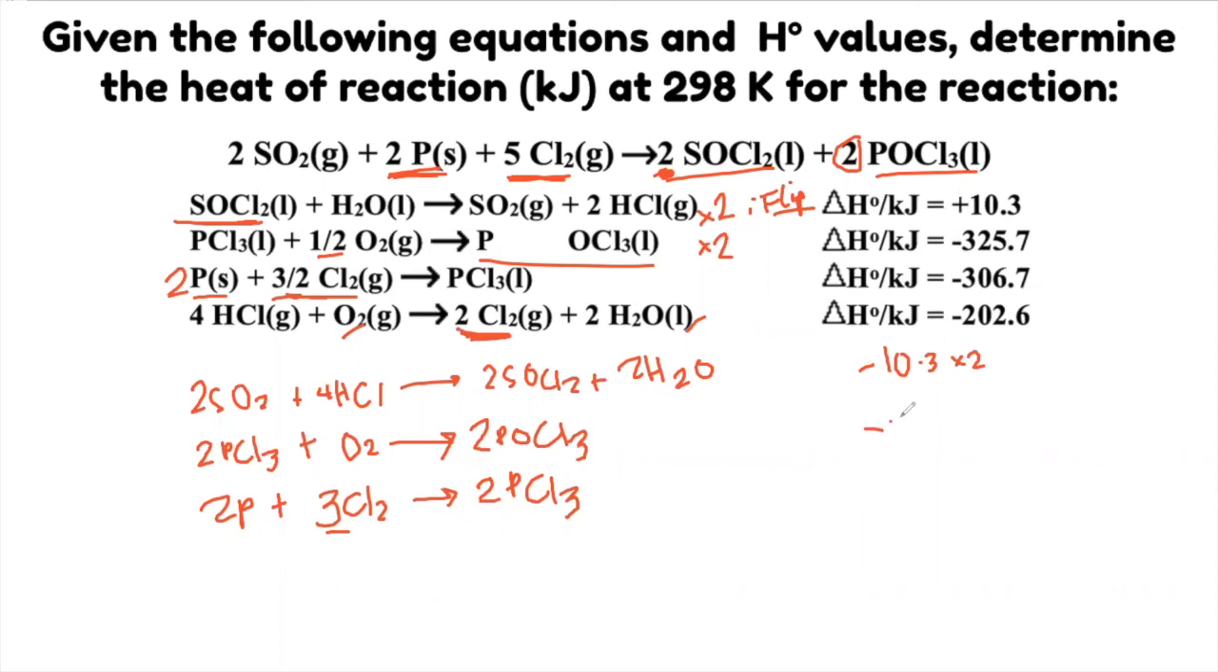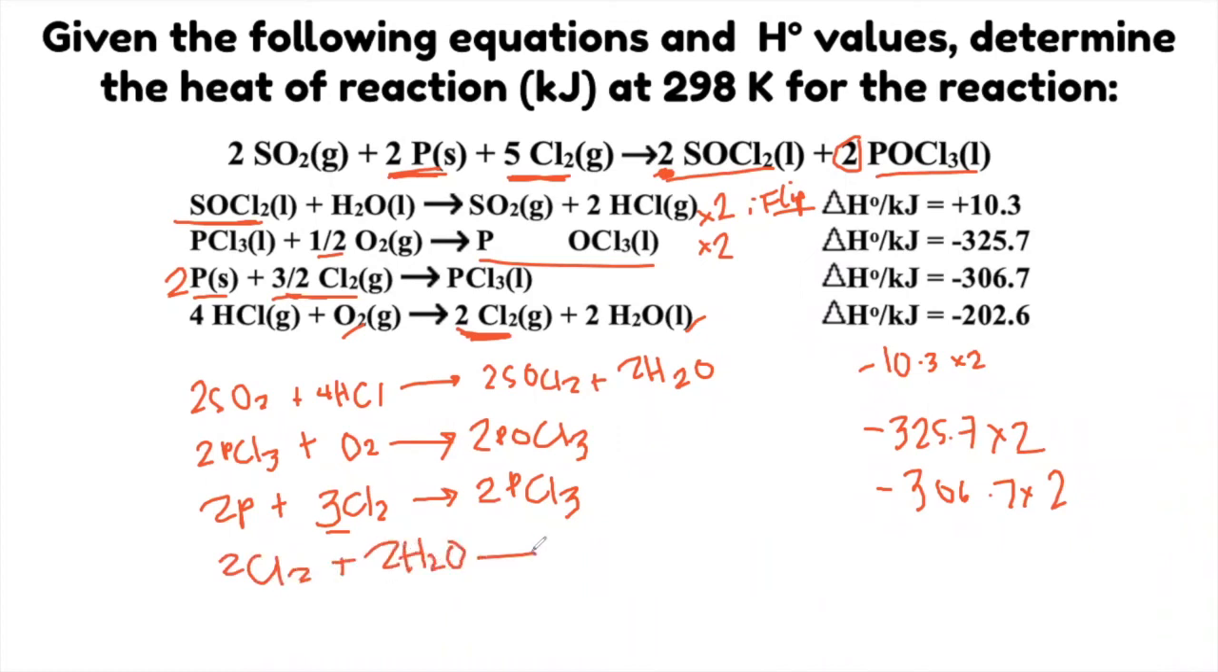Okay, by the way, this one is 325.7 times 2. This one is negative 306.7 times 2. And this one is just flip. Okay, so I can get 2Cl2 plus 2H2O yielding 4HCl plus O2. So this is just flip. Right? What can we cancel? We can cancel O2. We can cancel HCl. We can cancel PCl3. We can also cancel H2O.